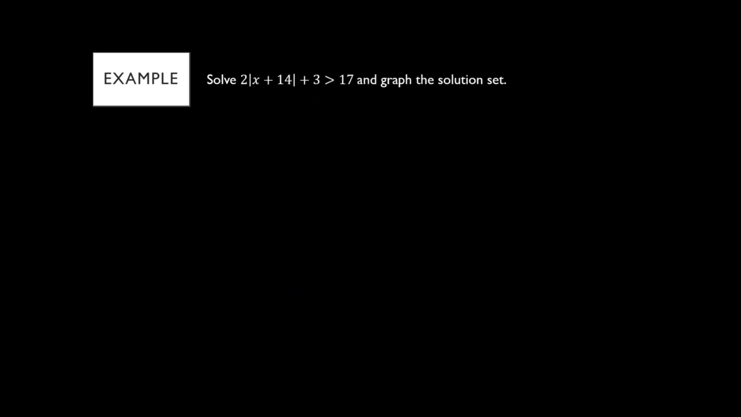Okay, so here's another one. We've got 2 times the absolute value of x plus 14, plus 3, greater than 17. So I have to do my addition and subtraction. I have to move the 3 before I deal with the 2 in front of the absolute values. So we are going to subtract 3 from both sides.